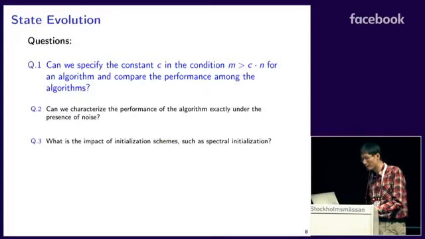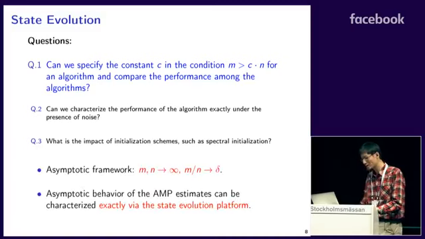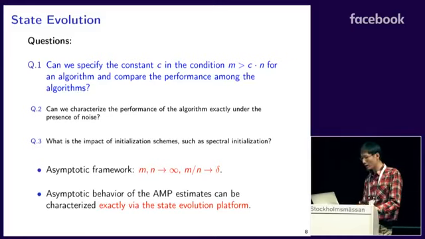Now, you recall that I raised three questions in the beginning of my talk. For the next few slides, I begin to answer the first question. That is, not only do I want to show that AMPA works as long as the sample size is at least proportional to the dimension, but I also want to characterize that constant exactly. To do that, let's consider this asymptotic framework, where both the sample size m and the dimension n go to infinity, while the ratio m over n is fixed to be delta. Then an appealing property of the AMP framework is that the asymptotic behavior of the AMP estimates can be characterized exactly via the state evolution platform.